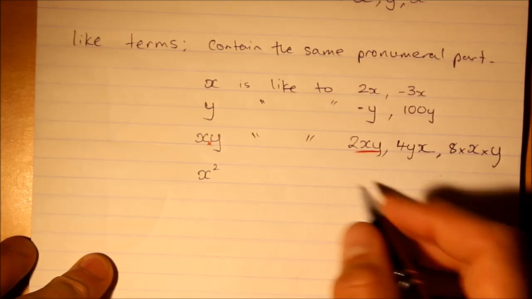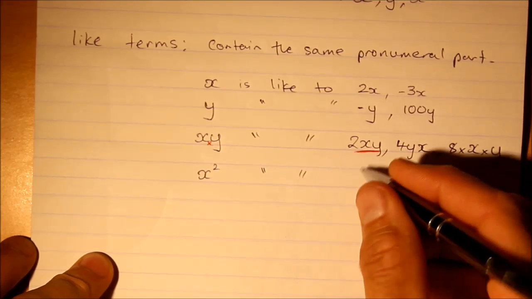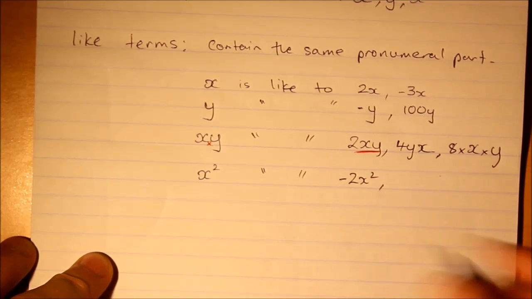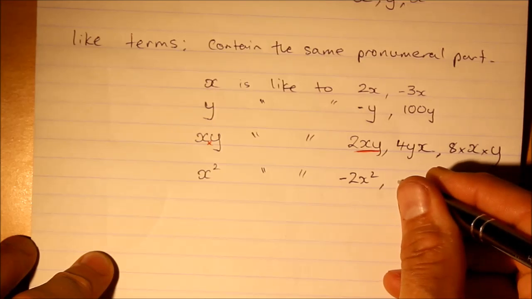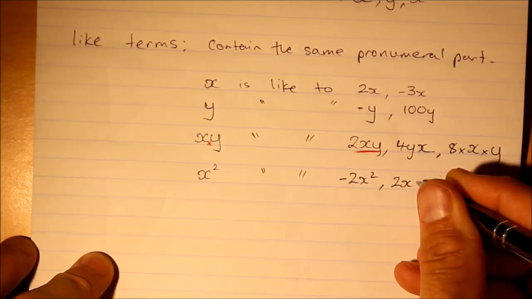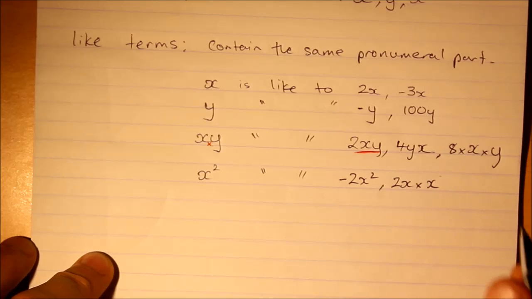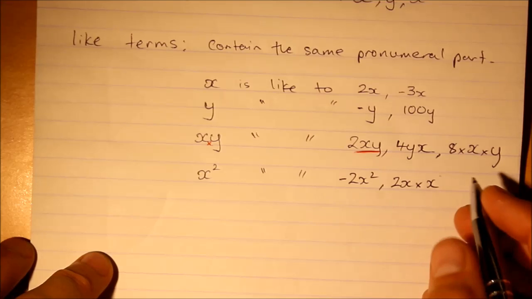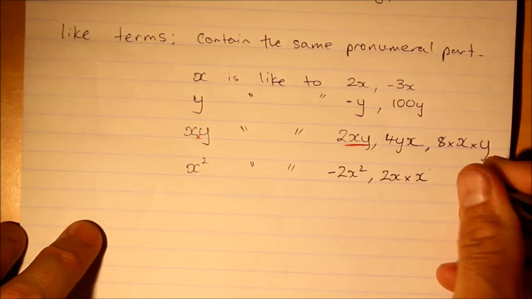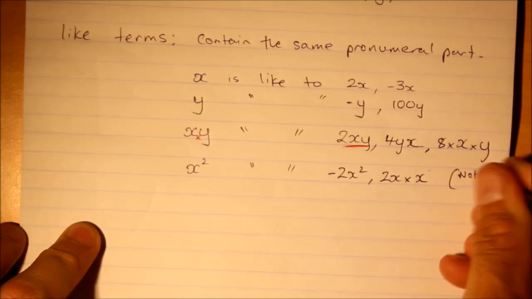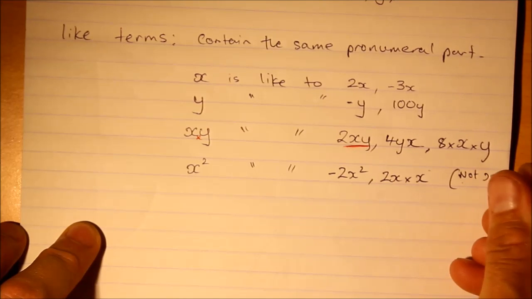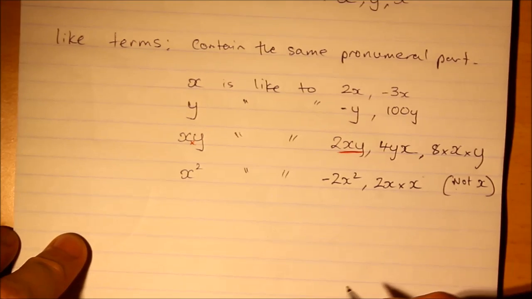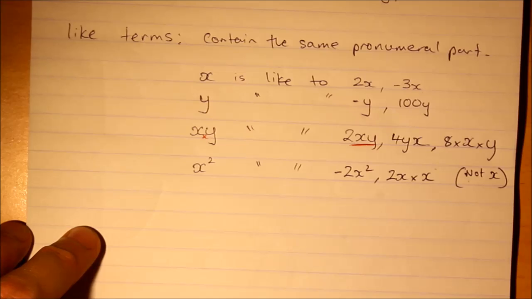x squared is like, well, again, minus 2x squared. I think you're getting the picture here, of course. We'll just make sure we cover our bases. If you expand it, it doesn't matter. As long as it's, now, it is not like x or 2x. Some common mistakes people make.